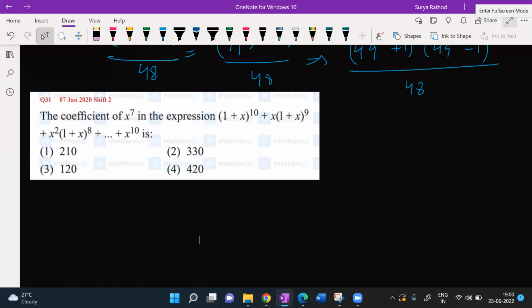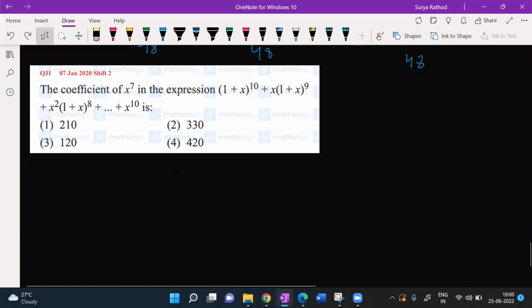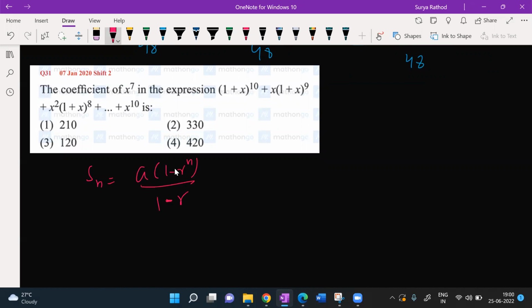What is the answer? What is the idea? Coefficient of x to the power of 7. Again, it is the GP sum of the series, A into 1 minus R to the power of n by 1 minus R formula this time. So, what is A here? This is my A term, the first term. Okay, what is R here? Second term divided by the first term. So, the coefficient of x to the power of 7 is going to be what? Beta, equate that, you will be getting the answer.